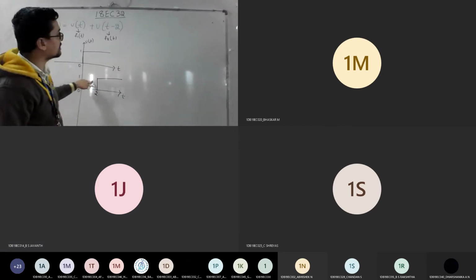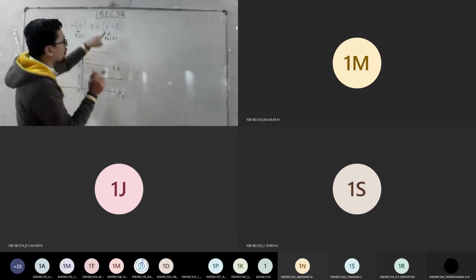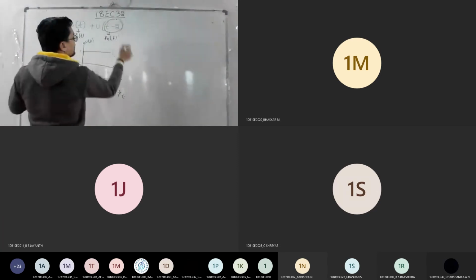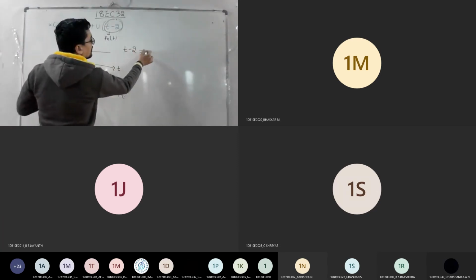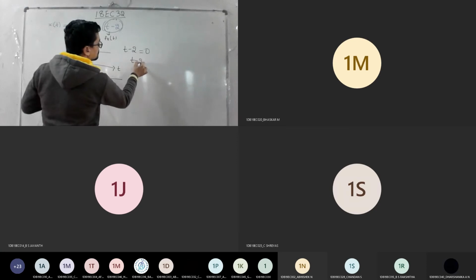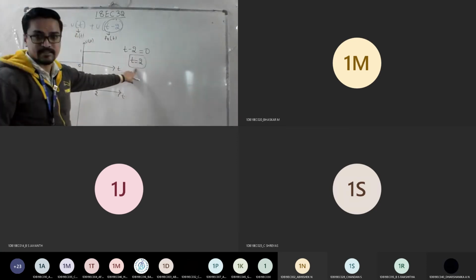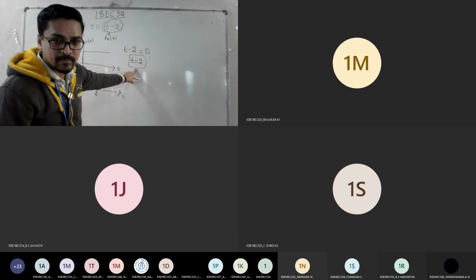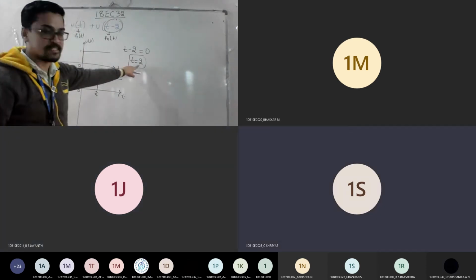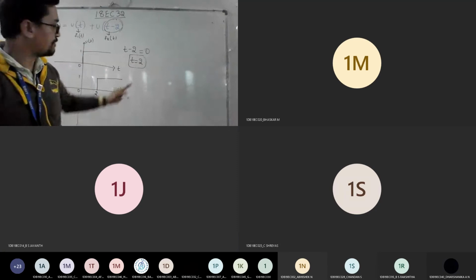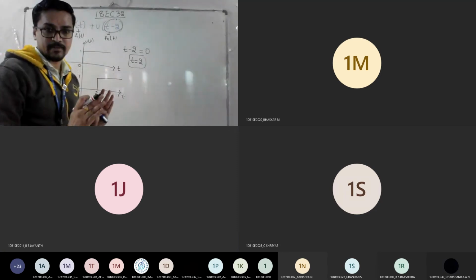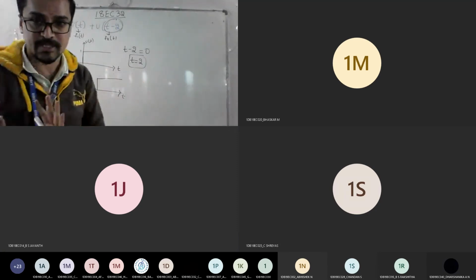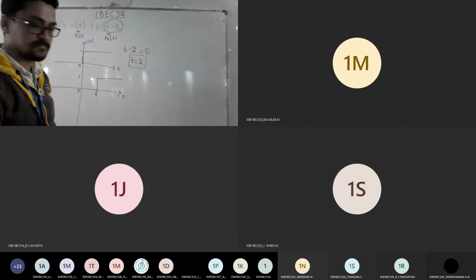If you have doubt about how to get this shifting, just do one simple thing. Whatever is given here, you write here: t minus 2 equal to 0. So what is t equal to now? Is the time interval starting from 2? So the waveform will start from 2. That's it. If you remember this, you don't have any confusion about how to move the things. I hope everyone got till here.